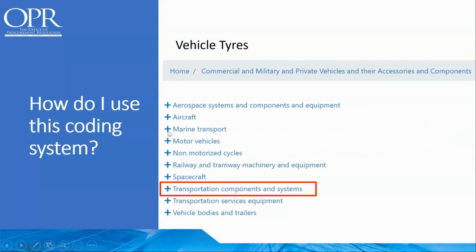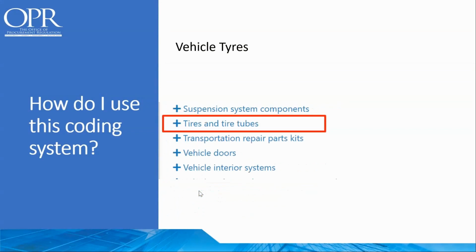So the second level, when we drill down, is again represented with multiple entries. So for instance, we will see aircraft, marine transport, motor vehicles, non-motorized cycles, until we look at transportation components and systems. So we will select that and drill down to the 3rd level. And at the 3rd level, we have 5 options: suspension system components, tires and tire tubes, transportation repair kits, vehicle doors, vehicle interior systems. But since we're looking for tires, the option here is obvious: tires and tire tubes.